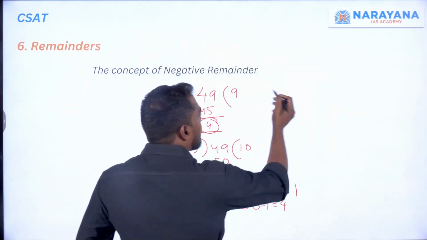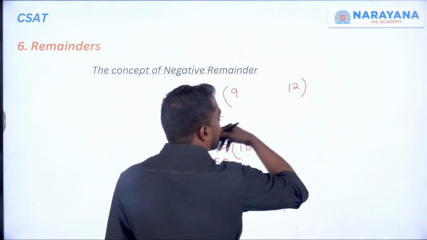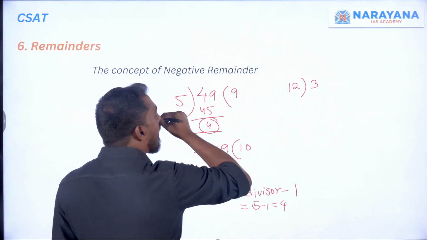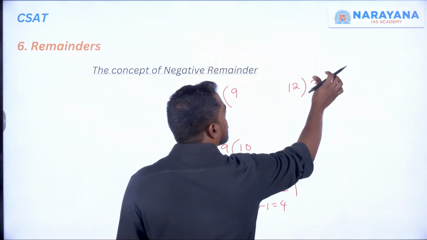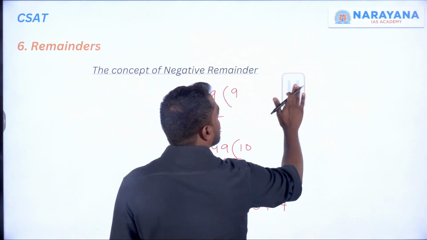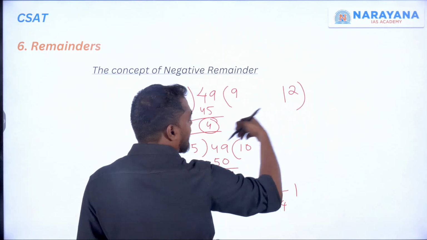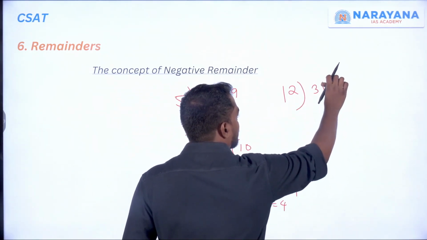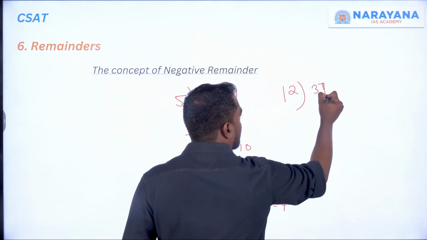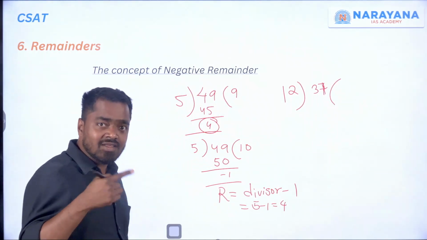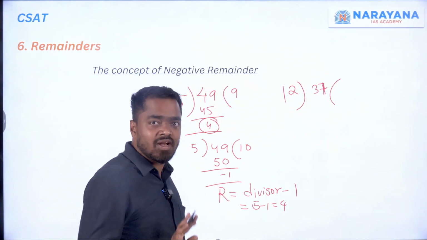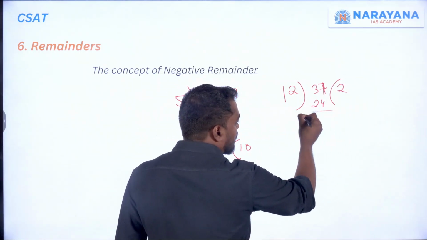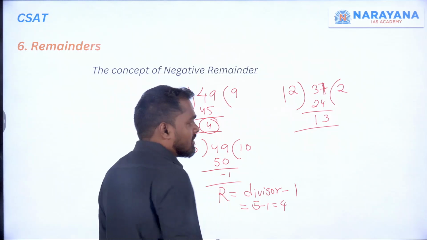For example, there is a number 12. If you divide 37 with 12, what is the remainder? You can put 12 to the 24, you are getting 13 as the remainder.